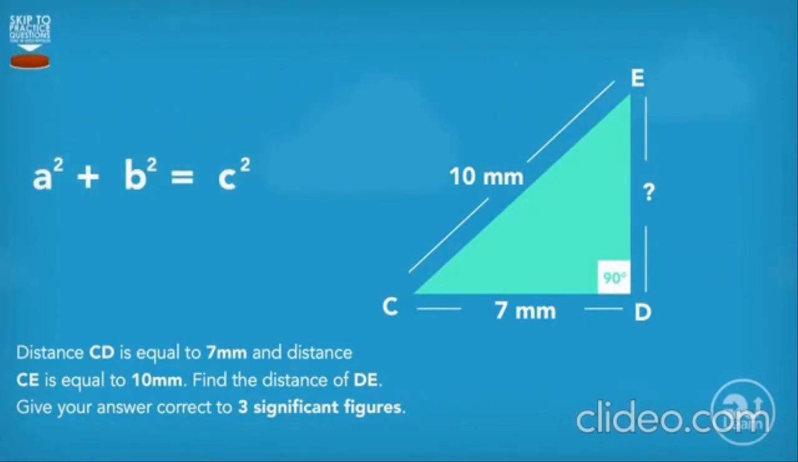The two sides A and B are both not given. The longest side C is given, and one other side is given. We have to find the other side. C is 10 millimeters. B is 7 millimeters. We have to make A the subject here. When we rearrange the formula, it becomes A squared equals C squared minus B squared.